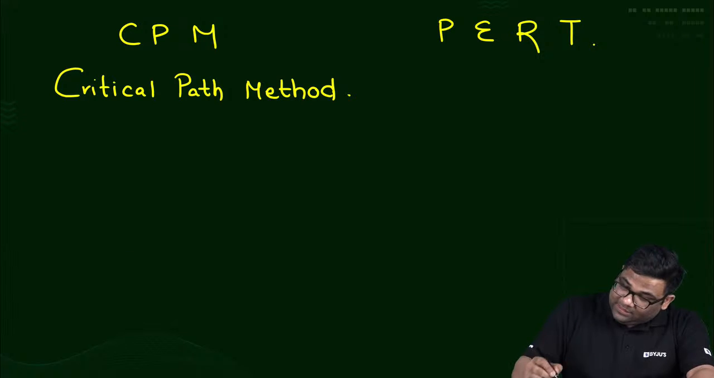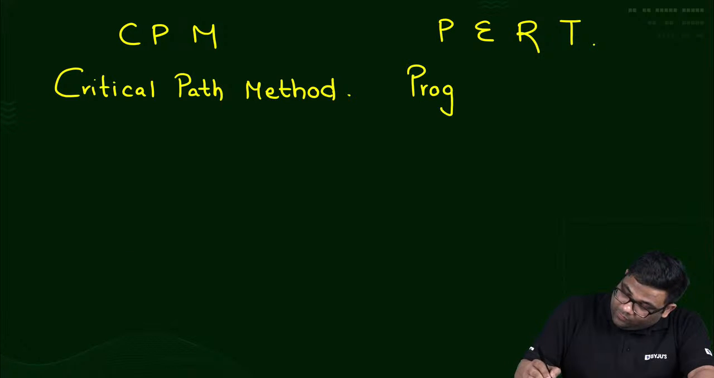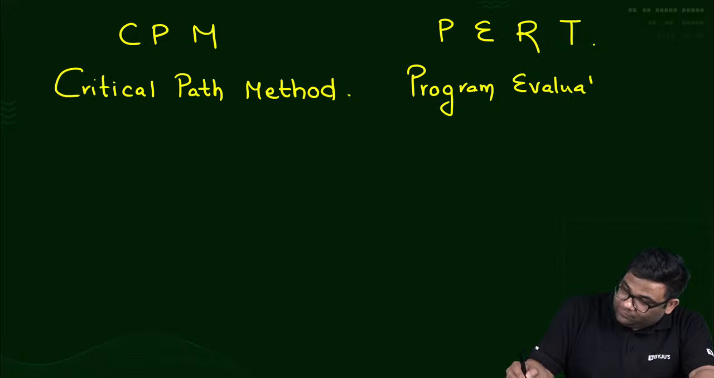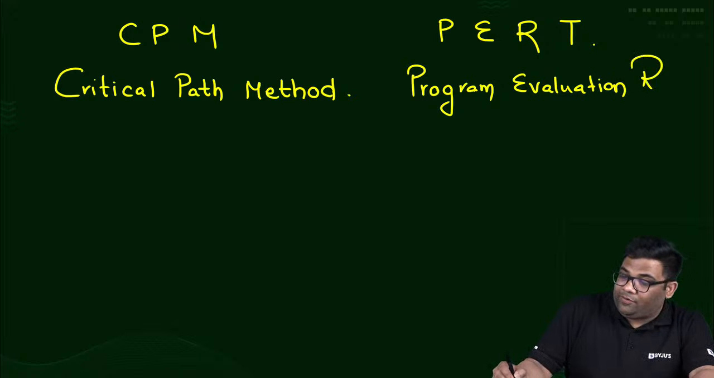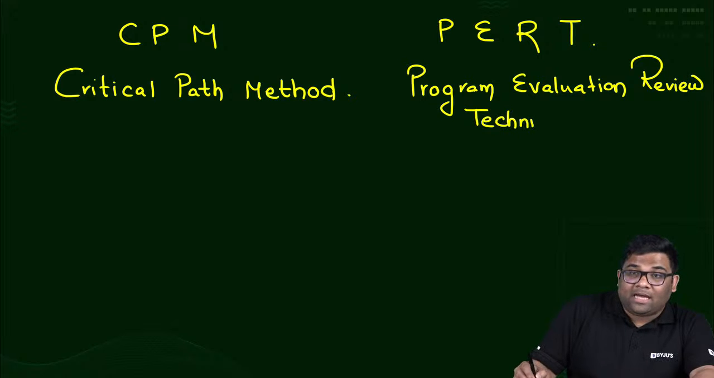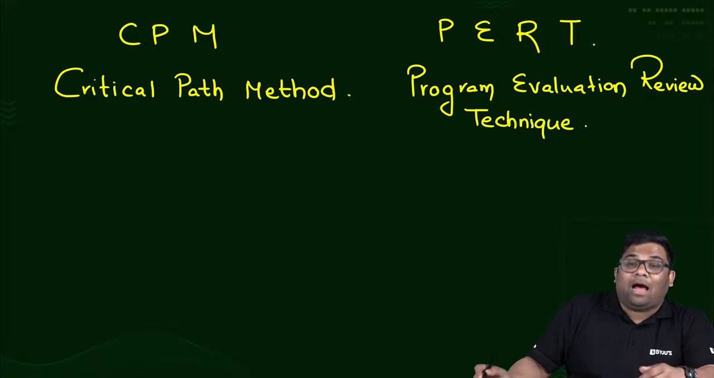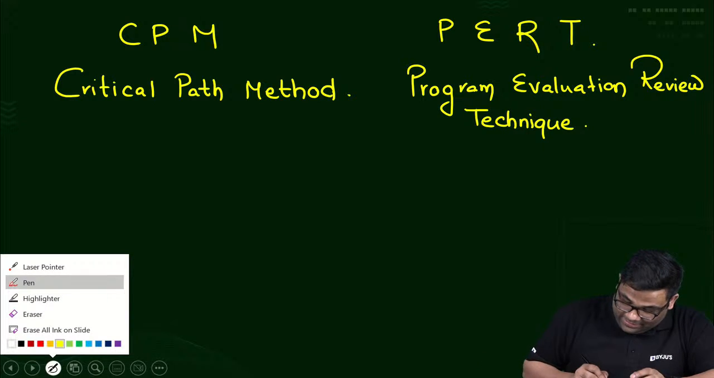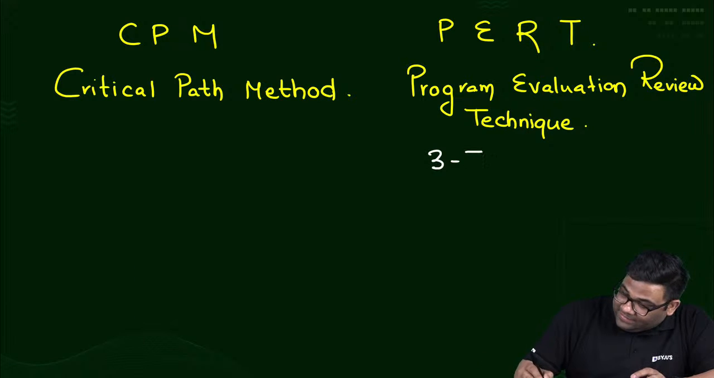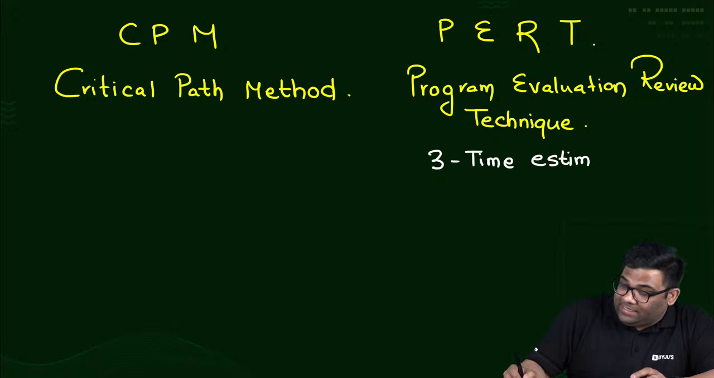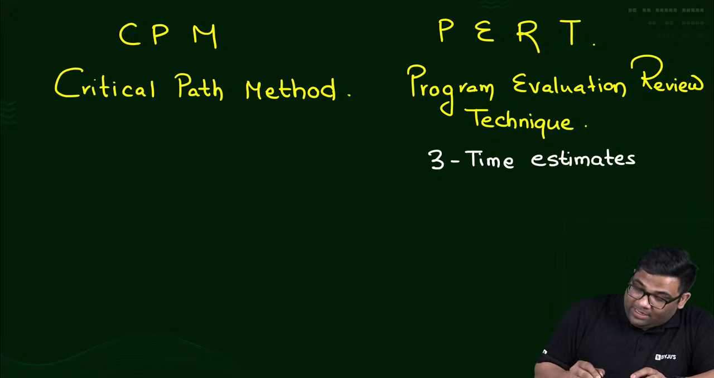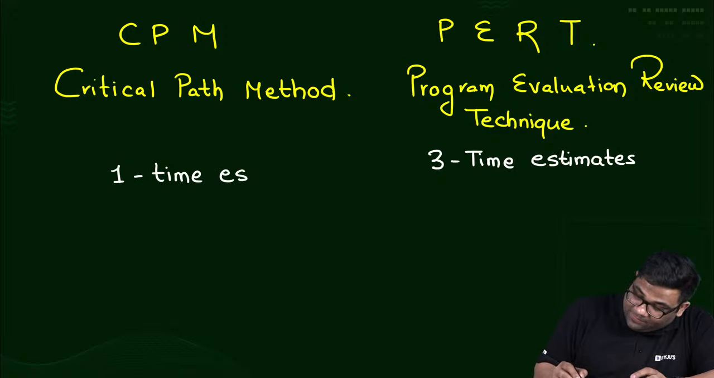This critical path method, and this is program evaluation review technique. Some theoretical questions can be asked and we should know that. First is the full form. Here in PERT we have 3 time estimates, and in CPM we have only 1 time estimate, that is the expected time.